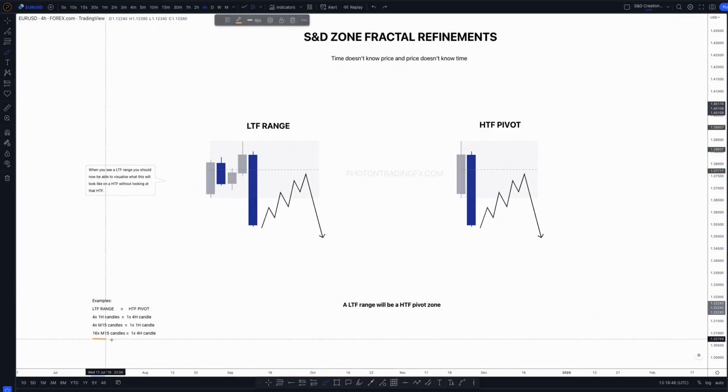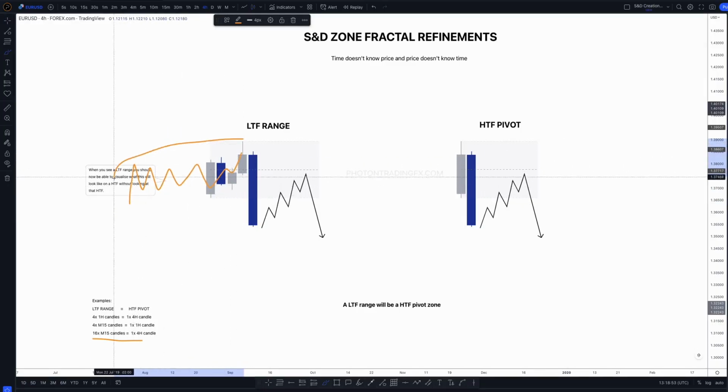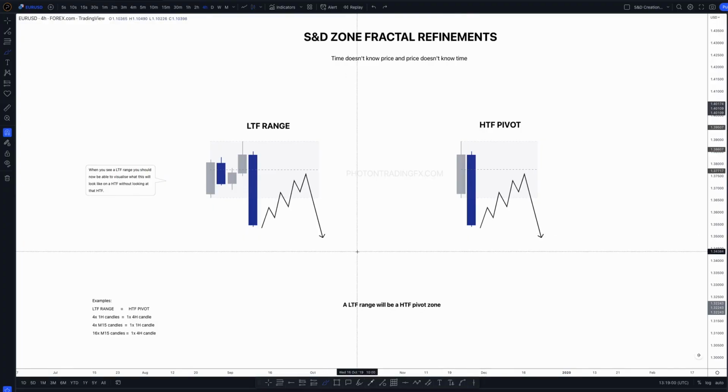And then some more slightly complicated ones for you. If there was 16, because sometimes you can get a big range, right? You can get a long range like this. And let's say this is the M15, you're going to get 16 M15 candles, right? That will be 1 4 hour candle, okay? I think you guys get the idea.